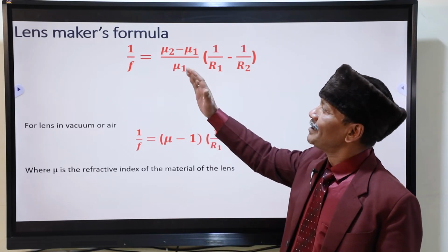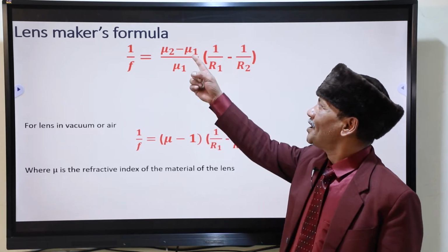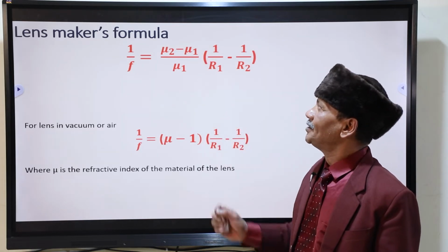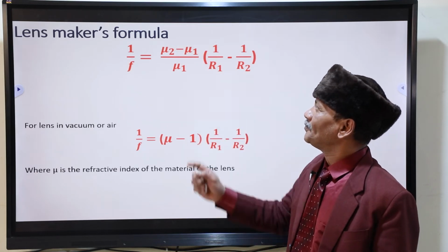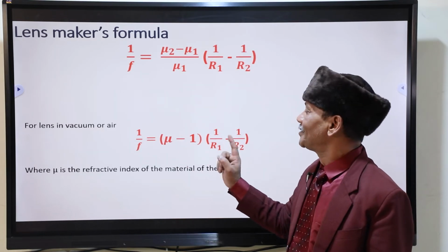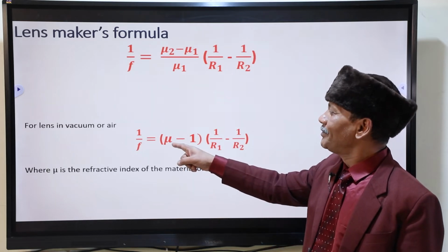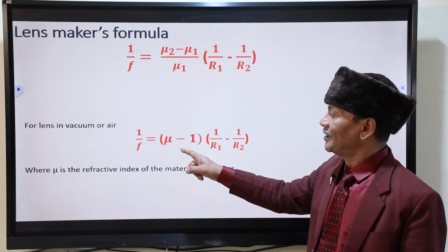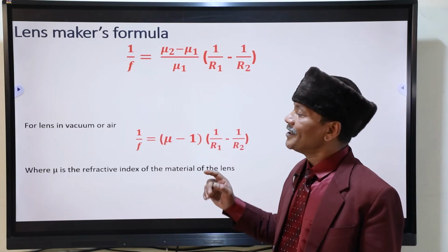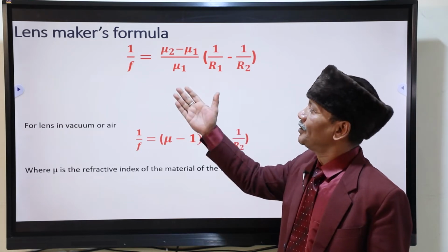When you place the same lens in vacuum or in air, mu1 becomes 1. The refractive index of vacuum is 1 and of air is almost 1. So the formula becomes (mu minus 1) times (1 by R1 minus 1 by R2), where mu is the refractive index of the material of the lens. For simple cases, this formula is used. In complex cases, where different media have been given, you can use the original form.